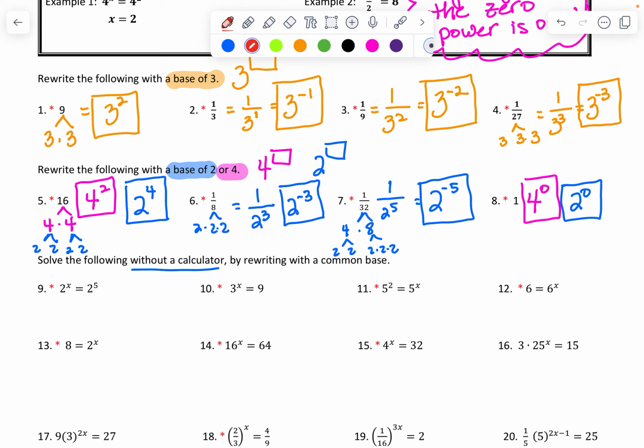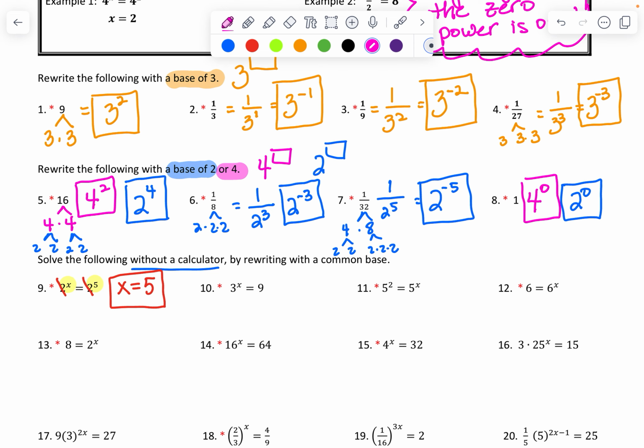Next one has the same base. Mark off those 5's. What's left is your answer or your problem. Sometimes you're going to have to be working some of these. So this one is x equals 2. Now this one has the same base, but hopefully you realize there's an invisible 1 up here because that's 6 to the first power. So when I mark off my common bases, what's left is x equals 1, and that is my answer.